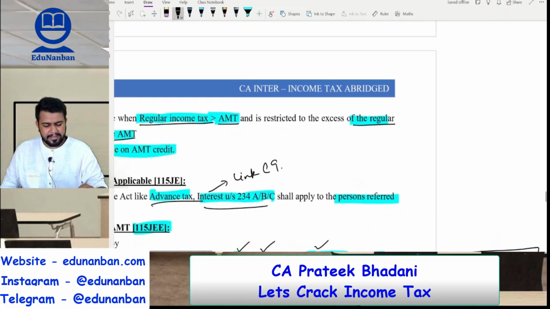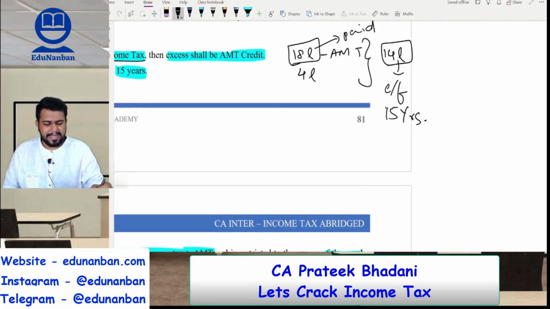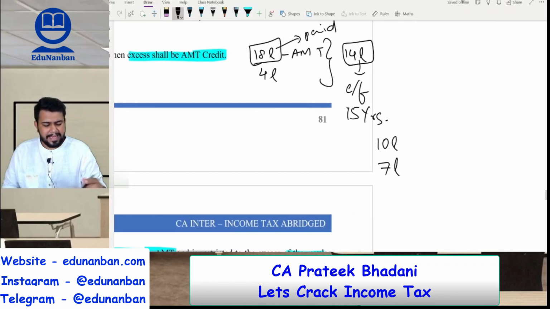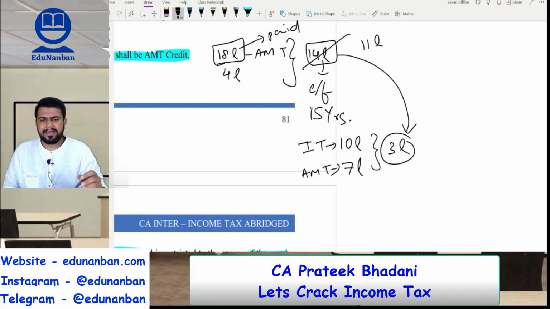Correct? Finally, let's say after 3 or 4 years, the actual income tax is 10 lakhs and the AMT is only 7 lakhs. Then how much is the difference? The difference is 3 lakhs. So this 3 lakhs difference can be set off using this 14 lakhs credit. So this 14 lakhs will become 11 lakhs and this 3 lakhs can be set off. The balance, that is 7 lakhs, needs to be paid to the government.